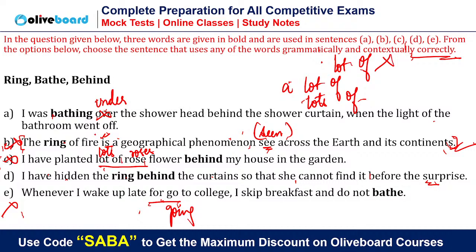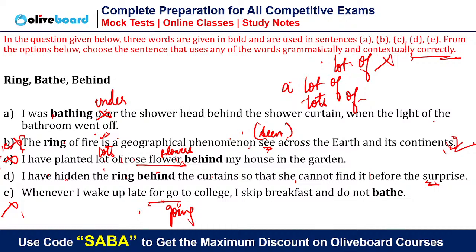Rose flowers. Acha, it is lots of rose flowers. Sorry, I didn't see flower. My bad. The noun is flower, so it will be rose flowers. Yes. So, bathing under the shower head.